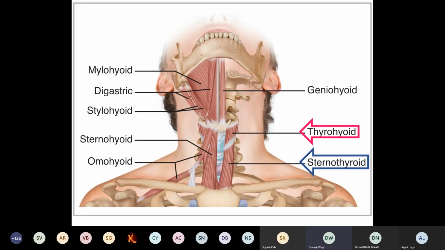Now these are the two deep infrahyoid muscles, that is the thyrohyoid muscle and the sternothyroid muscle. You can see from the sternum to the thyroid, and from the thyroid to the hyoid bone. These are the muscle strips you can see in this diagram.